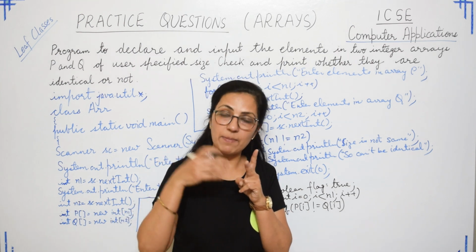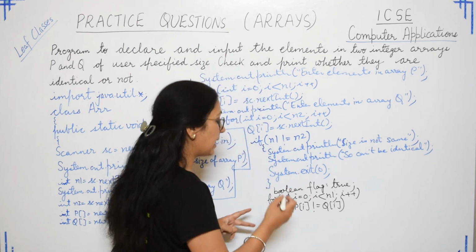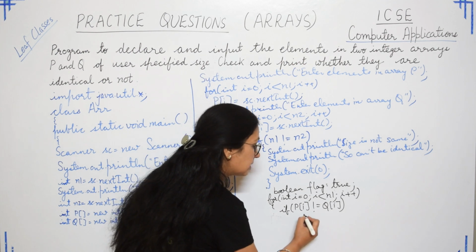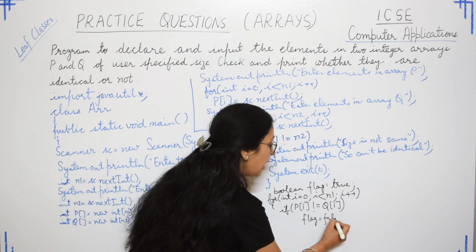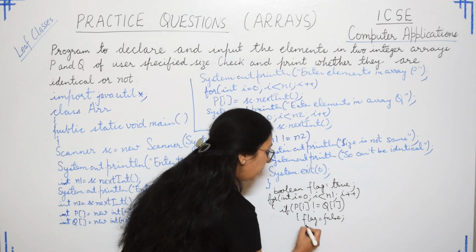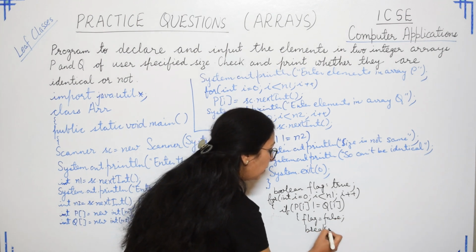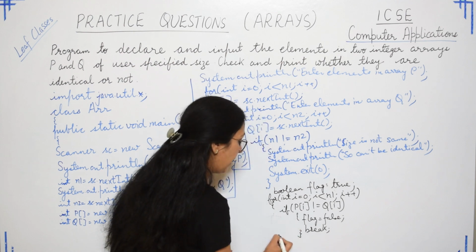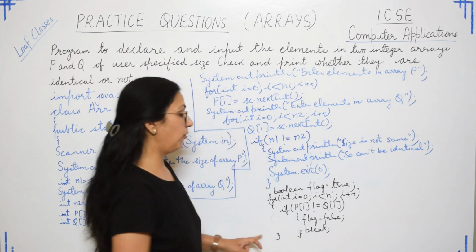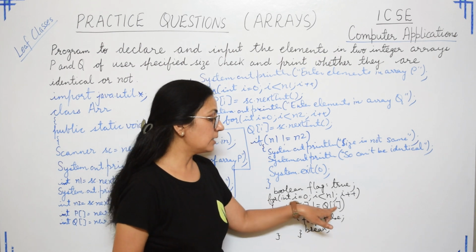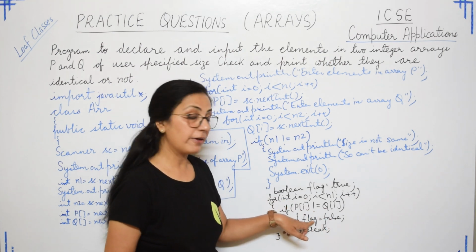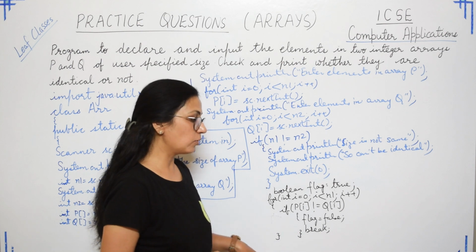We should come out of the loop. For that, I will use this flag. I will change it to false and we will break. Break will terminate this loop and then you will close the for loop. So this will be like this. When 0 and 0, if they are not the same, flag will become false, you will come out of the loop.